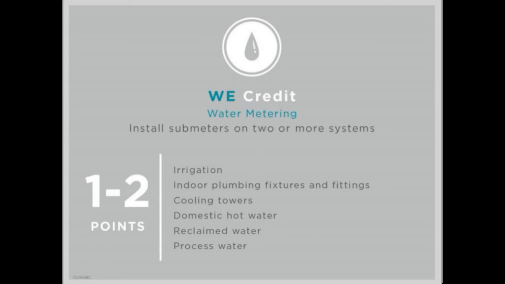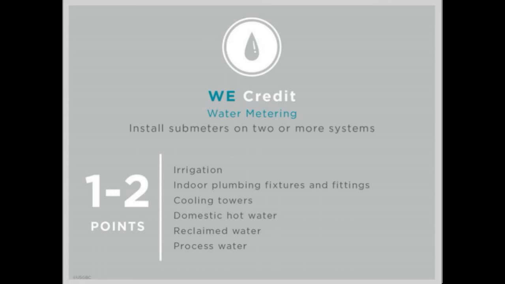For irrigation, projects should meter water systems serving at least 80% of the irrigated landscape area. To calculate the percentage of irrigated landscape area, you should take the total metered irrigated landscape area and divide by the total irrigated landscape area. Note that landscape areas fully covered with xeriscaping or native vegetation that requires no routine irrigation may be excluded from the calculation.